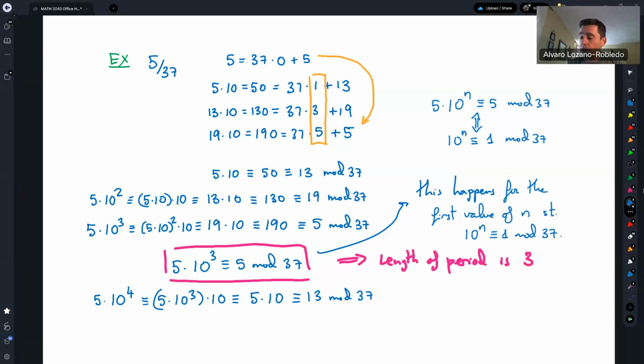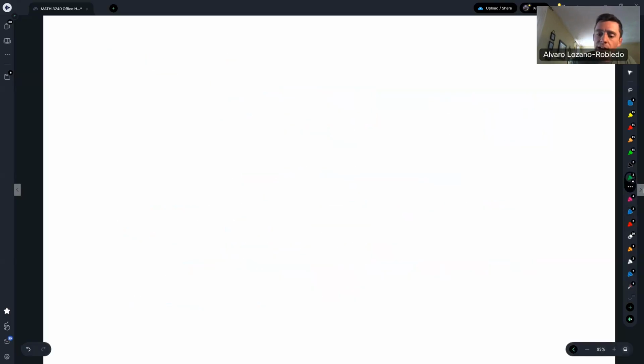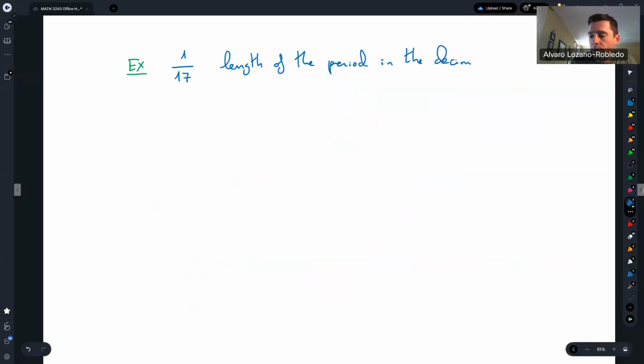length of the period. So we can try to figure out then what is the length of the period for 1/17, or the length of the period in the decimal expansion.